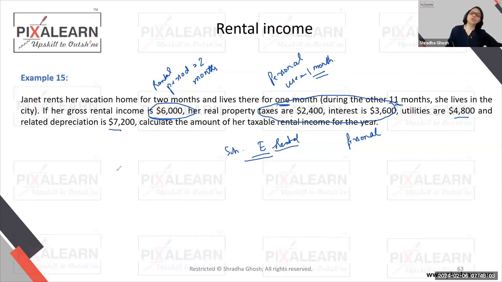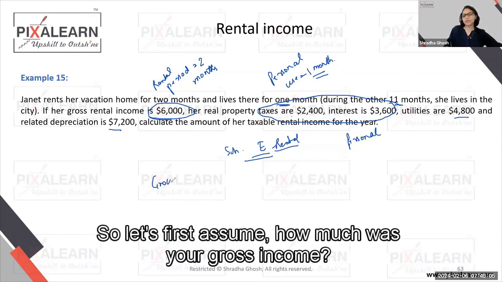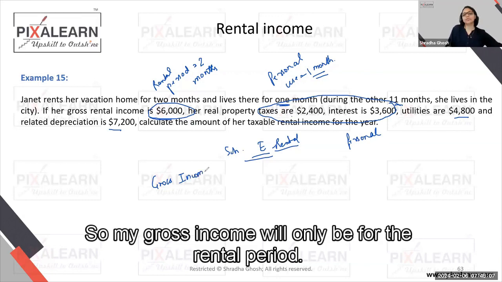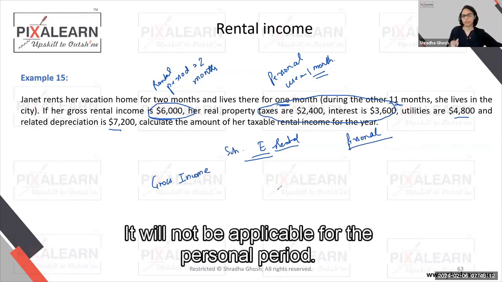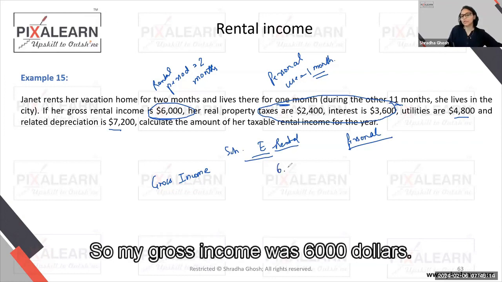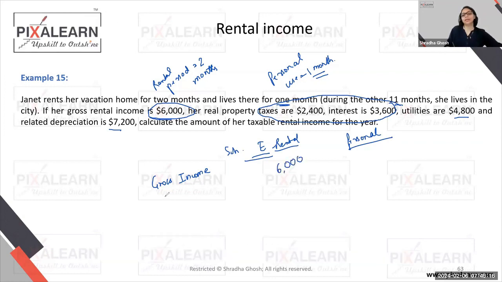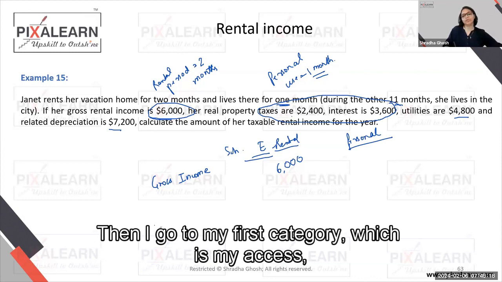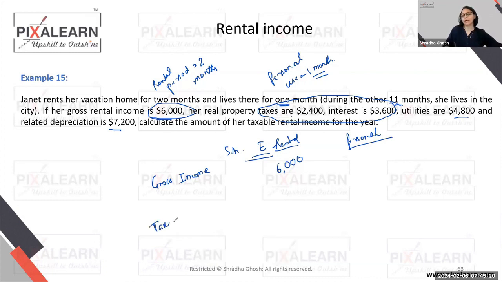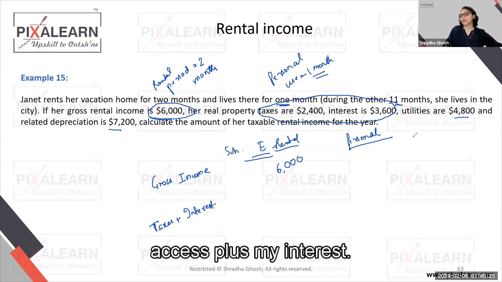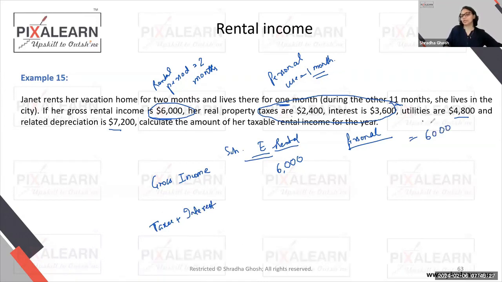Okay, so let's first assume how much was your gross income. My gross income will only be for the rental period. It will not be applicable for the personal period. So my gross income was $6,000. Then I go to my first category, which is my taxes plus my interest. If I take a summation, taxes plus my interest came to 6,000.